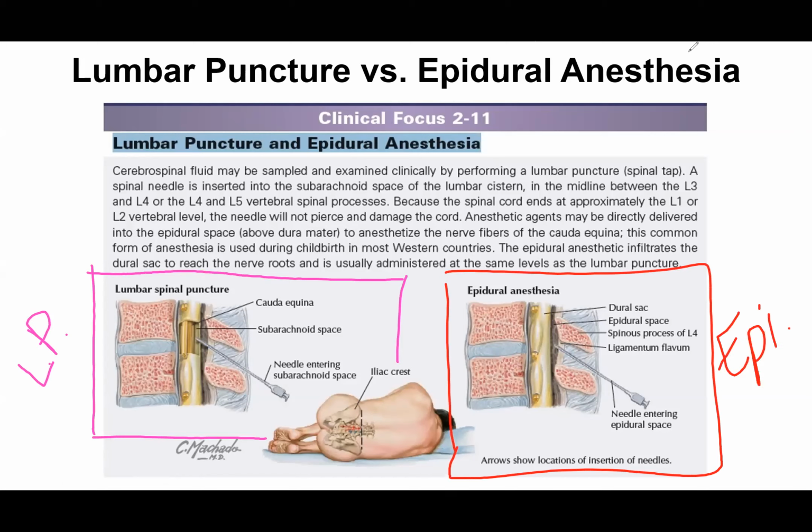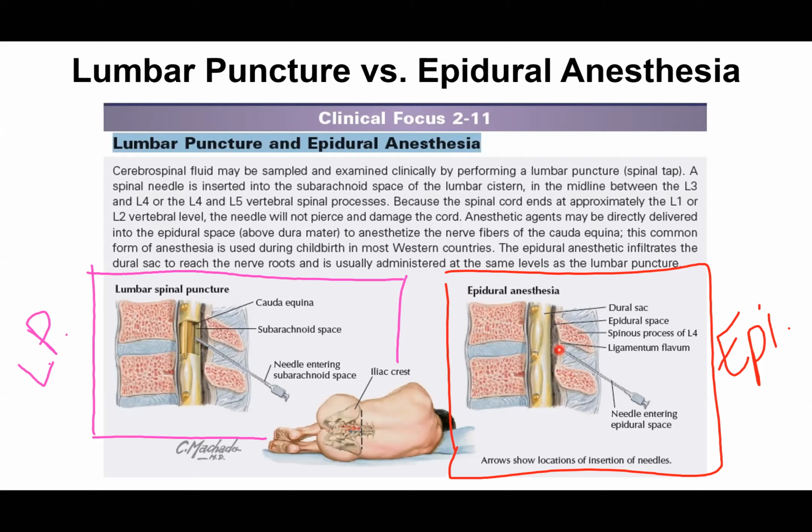Now, what you should notice is where the needle is entering. In a lumbar puncture, the needle is actually going through the dura mater into the subarachnoid space so that we can sample cerebrospinal fluid. On the contrary, an epidural is going to go into the epidural space. Remember, a couple of slides ago, I talked about the epidural space being that fatty space, the place where there's fat just outside of the dura mater.